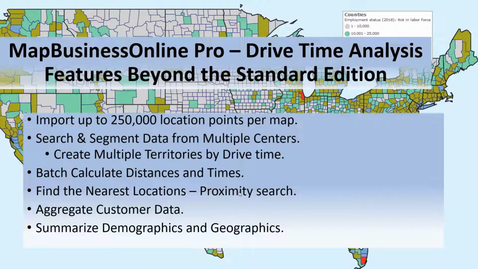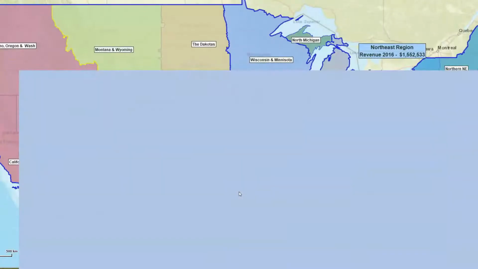But for those Map Business Online customers who found Map Business Online Pro, they get it. They understand they have a need for drive time analysis. It meets their requirements, and they're happy to pay a little more than for standard for the incredible tools it offers. That same level of functionality from another supplier can cost thousands and thousands of dollars. And so that's where the leverage is for your company to consider Map Business Online Pro.